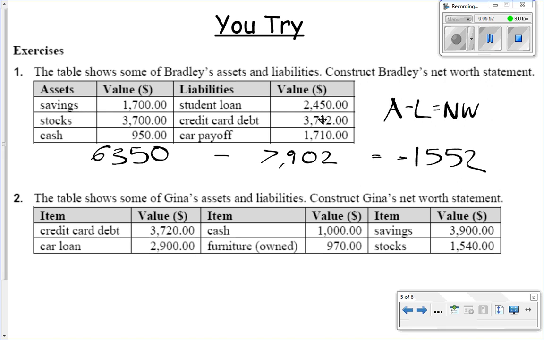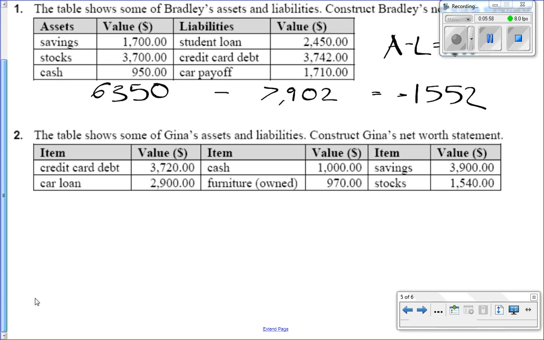1, 2, 3. Number 2, the table shows some of Gina's assets and liabilities. Let's determine her net worth. So you had to separate your assets and liabilities. Could you show us that? Yeah. And you can simply just put A and L next to each. Lovely. Awesome. And they were kind of separated already.